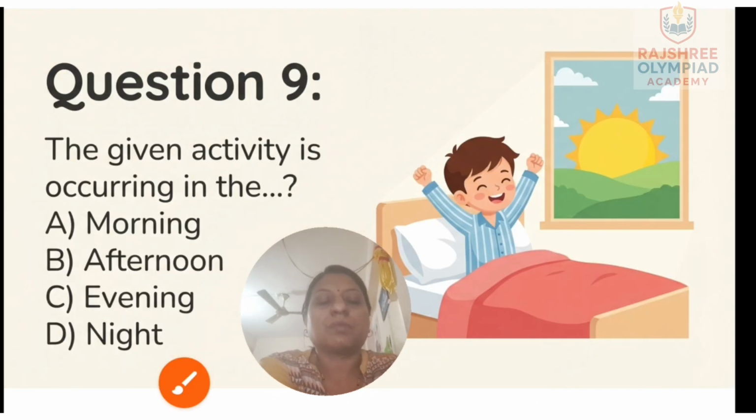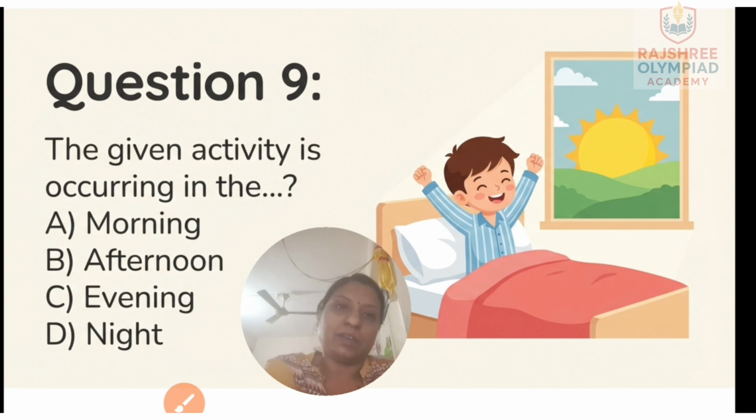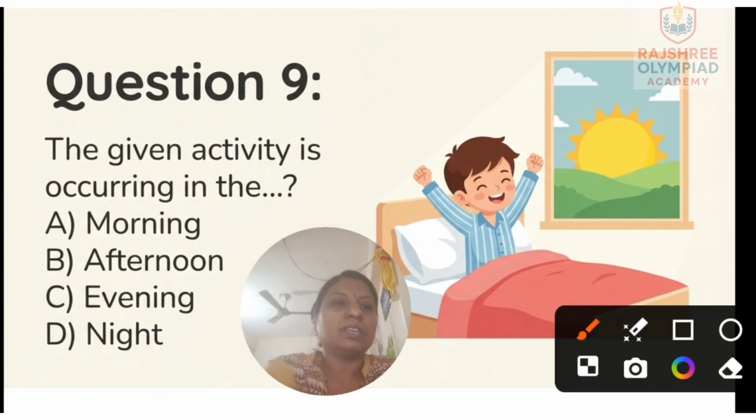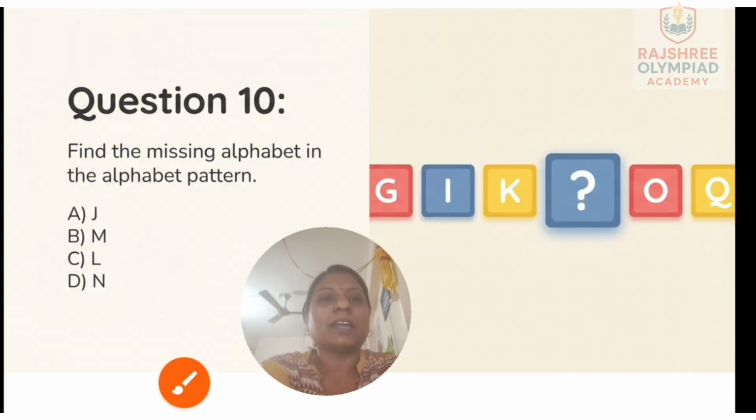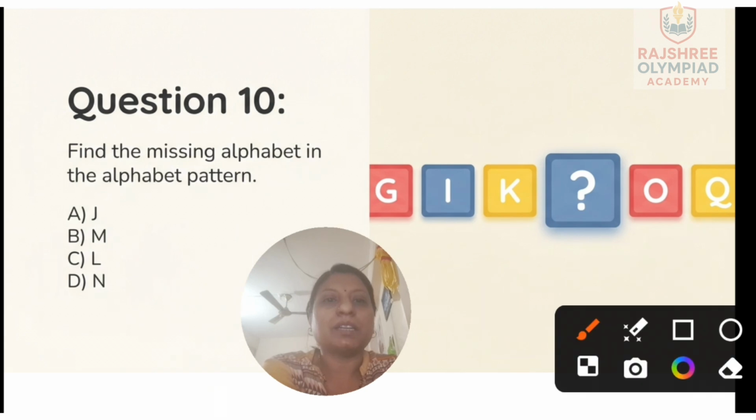Next question: the given activity is occurring in the dash. In this picture, the boy wakes up in the morning when the sun rises. So our answer is morning. Next, question number 10. This is the alphabet pattern. Find the missing alphabet in the alphabetic pattern. What is here? G, I, K.